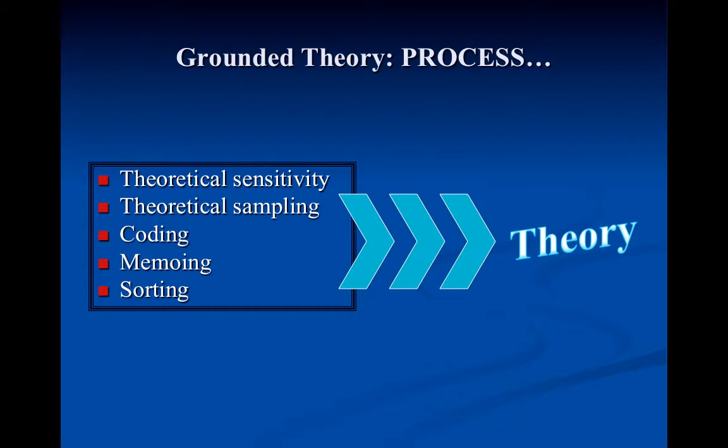In grounded theory research, one simultaneously collects, codes, and analyzes data. This is different from quantitative methods in which one conducts these steps separately and in a certain order. Collect data first, then analyze data.